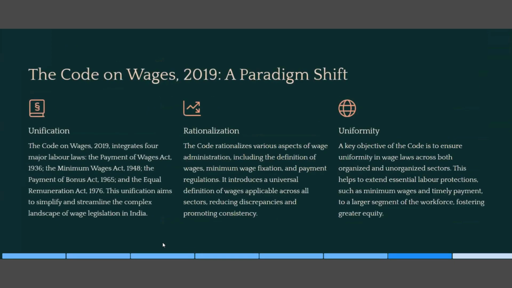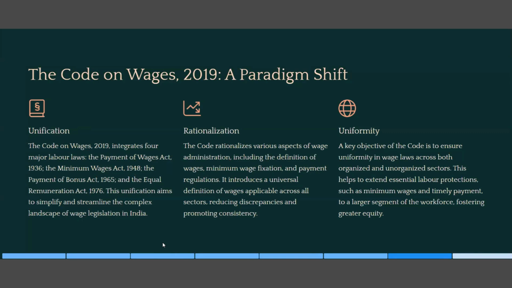Code on Wages 2019, a paradigm shift. Unification. The Code on Wages integrates four major labor laws: the Payment of Wages Act 1936, the Minimum Wages Act 1948, the Payment of Bonus Act 1965, and the Equal Remuneration Act 1976. This unification aims to simplify and streamline the complex landscape of wage legislation in India.